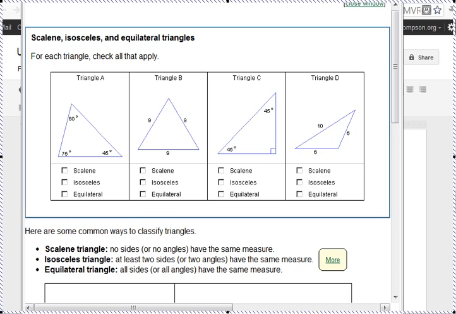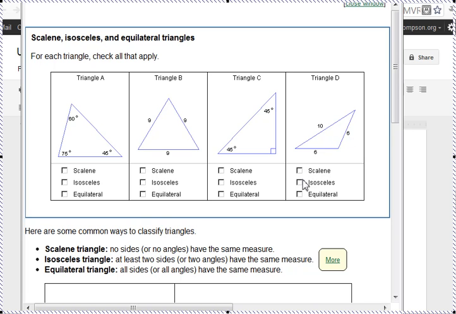All right, so to recap, here's what we're talking about. We're looking at triangle C and triangle D, and we're asking ourselves, why are these isosceles triangles? The deal is, for triangle D, our definition was an isosceles triangle has two sides that are the same. And we know that this side is 6 and this side is 6. So therefore, I would say isosceles.